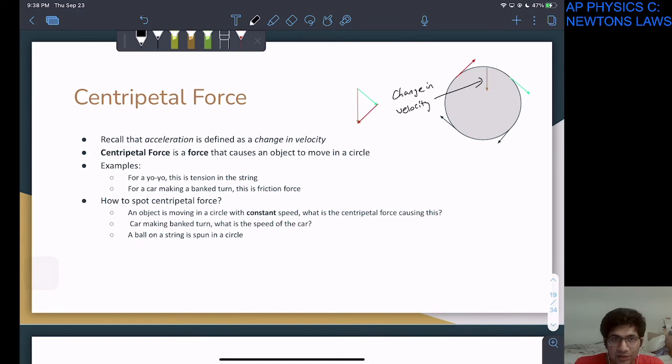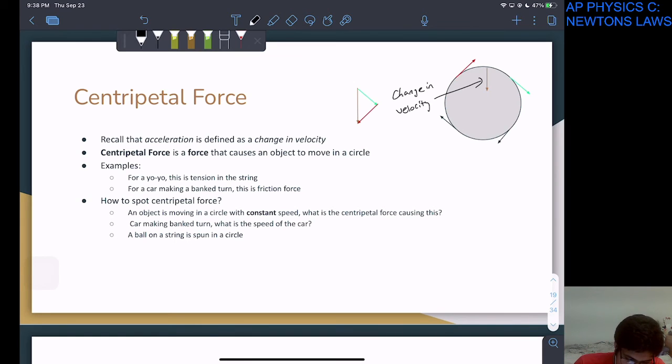That's the change in velocity. Okay, so centripetal force, and remember the change in velocity is acceleration. So we have acceleration pointing towards the center now, and you can repeat this at every step of the path. You'll see the same thing, it points towards the center.